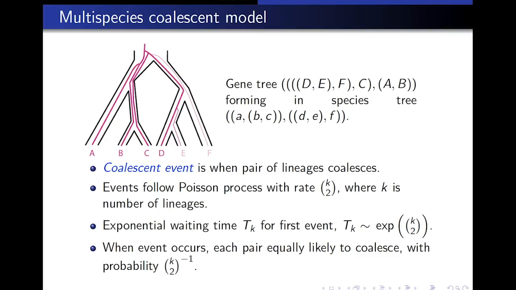lineages present on an edge of a species tree, the more likely some pair coalesces in a short period of time. Each pair of lineages is equally likely to coalesce, and once a pair of lineages coalesces, the new lineage is treated no differently to the other remaining lineages present on that edge, regardless of how many taxa that lineage represents.